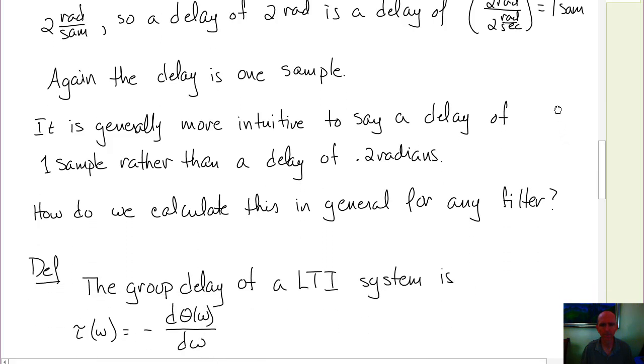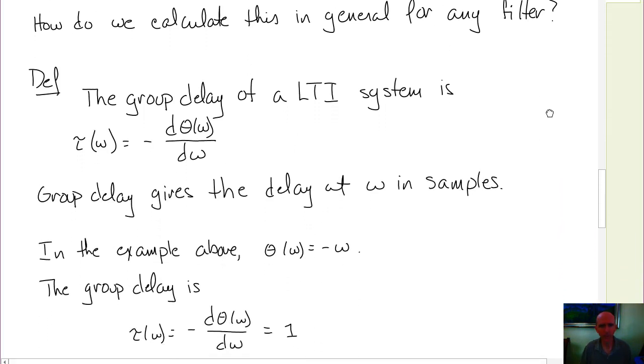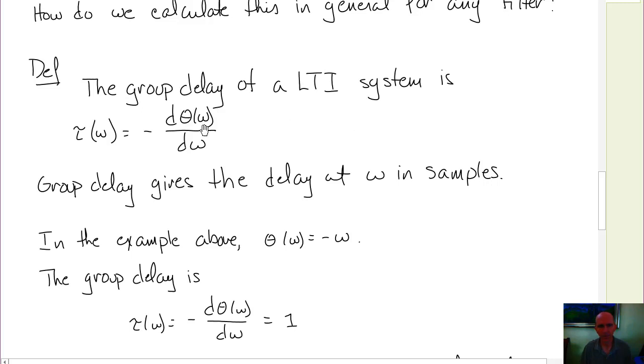Now, how do we do it in general? We don't want to have to calculate this for every frequency. What we do is we calculate what we call the group delay. If theta is our phase difference, the phase of the filter, the group delay, in other words, how many samples the filter is going to delay the signal when it passes through the system, we're going to call it tau. And it's just the derivative of the phase with respect to omega. We take the negative because we're talking about the delay. And of course, this is going to give us samples.